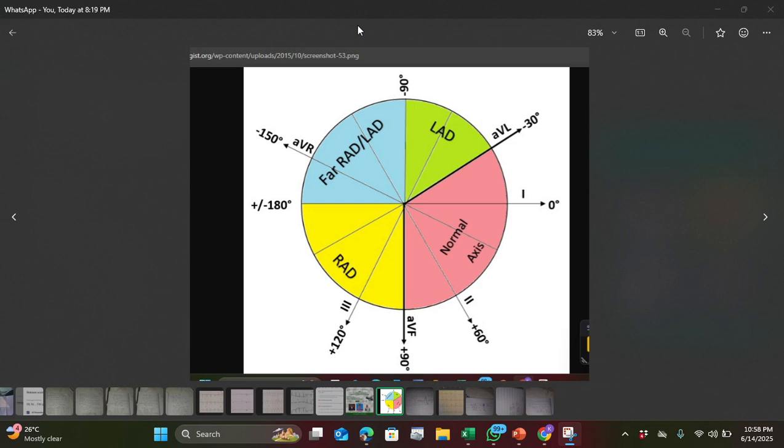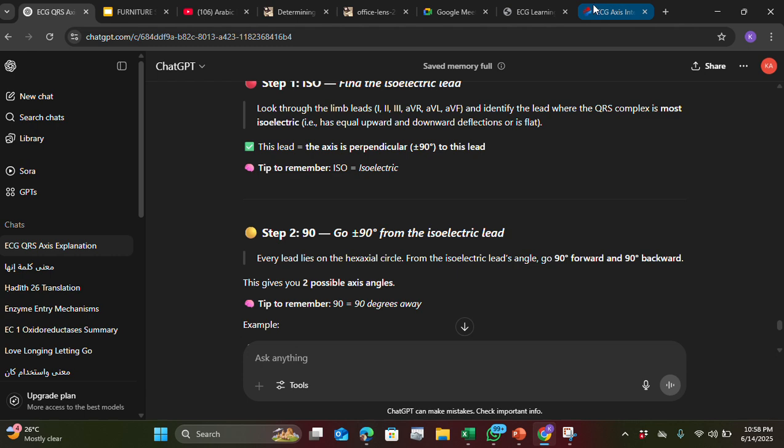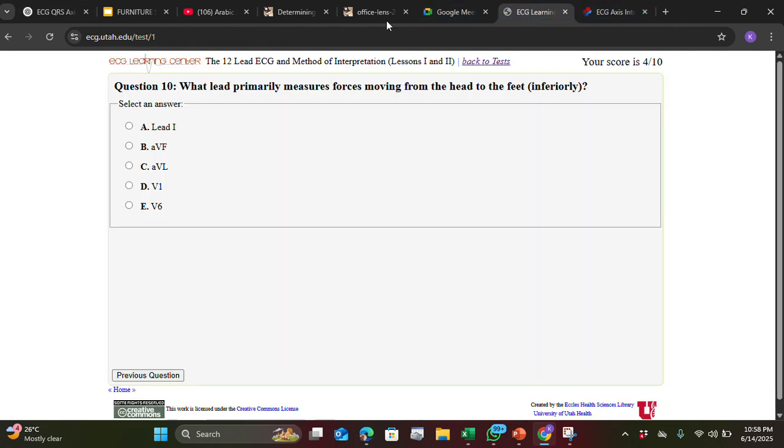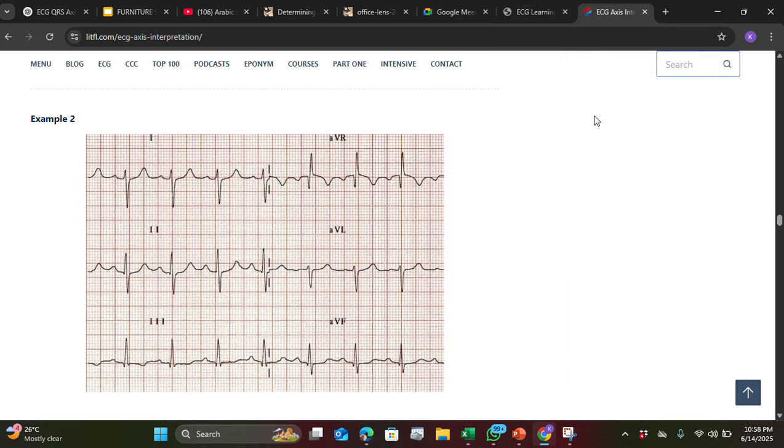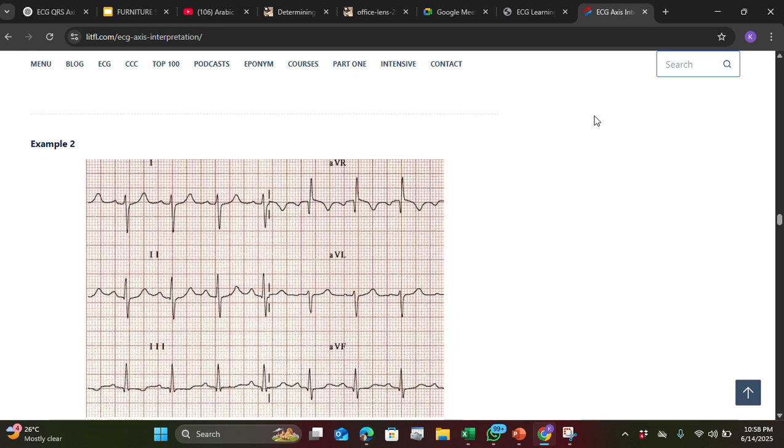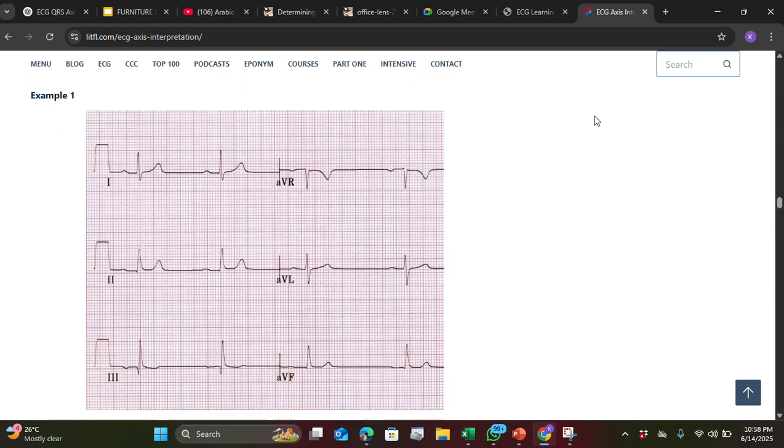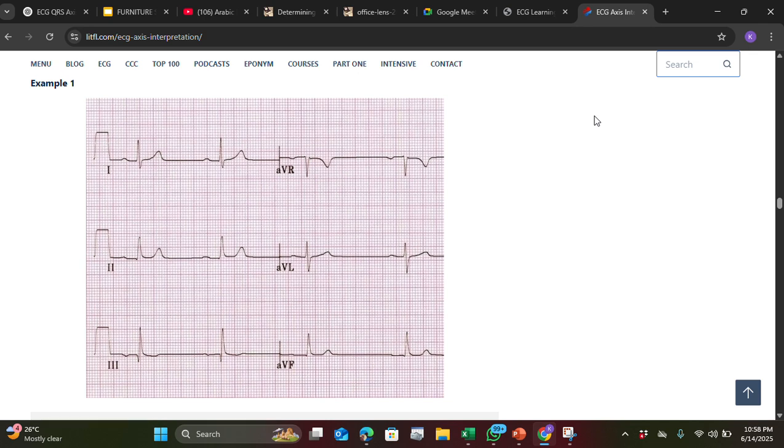So the first method is to check for the isoelectric lead, and we already know what isoelectric leads mean. I'm also going to be using this site. For this first example, I said method one is to check for what? Check for the isoelectric lead. Method two is to calculate plus or minus 90 of that isoelectric lead.